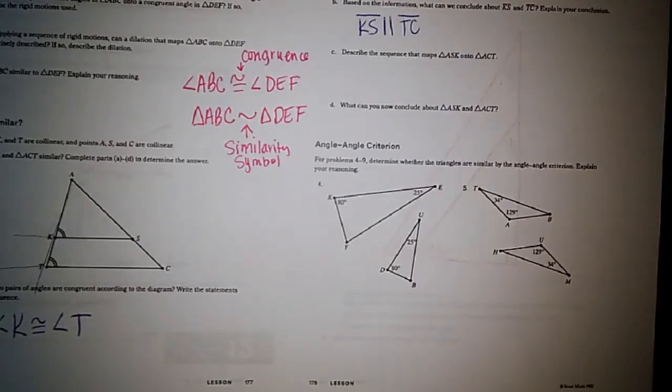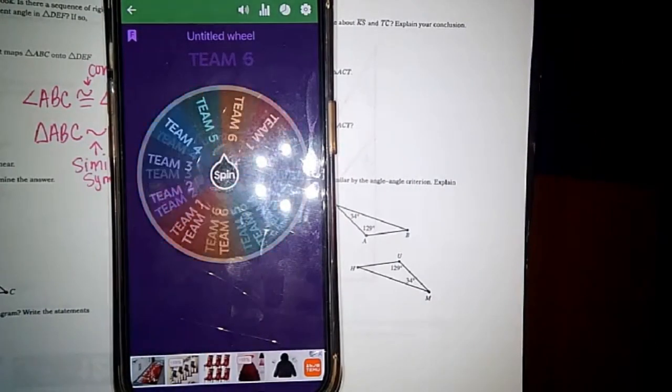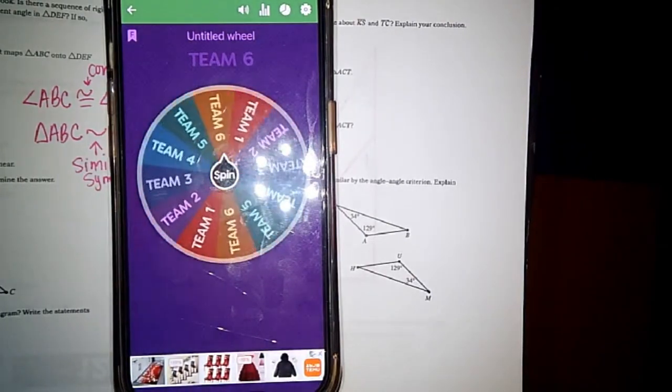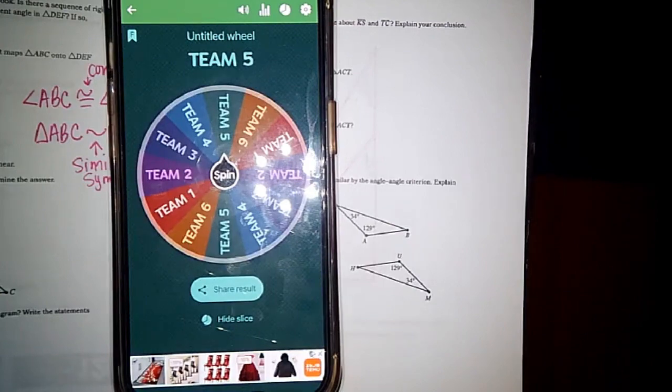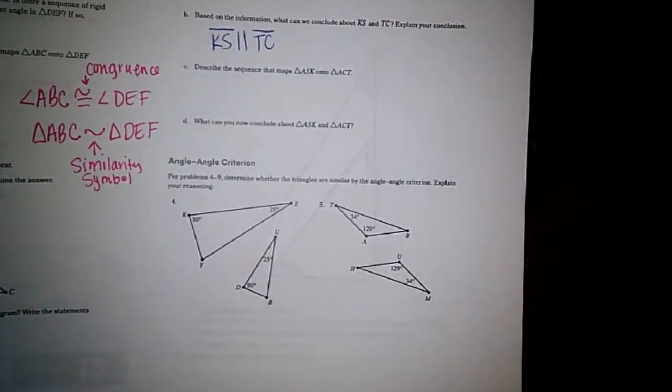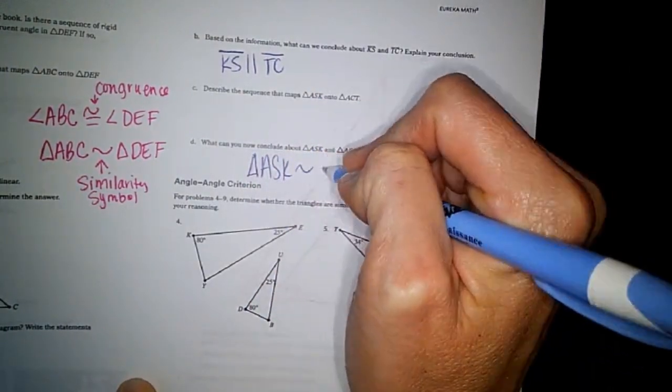Okay, ready? Here we go. Number 4. Team 5, seat 3. What can you conclude about triangle ASK and triangle ACT? Triangle ASK is similar to triangle ACT. Exactly.